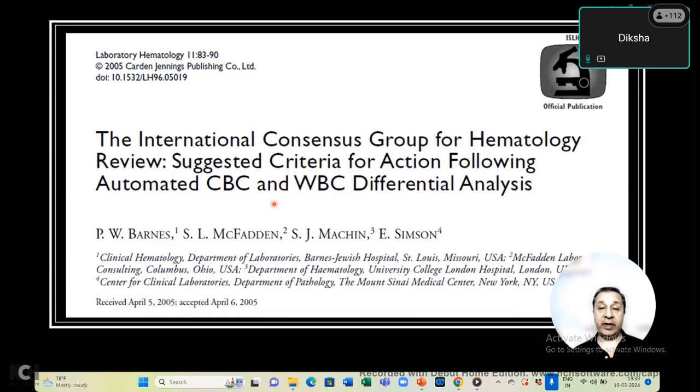And finally, this publication came about, which is the International Consensus Group for Hematology Review, which gave us the suggested criteria for automated CBC and WBC differentials. And interestingly, in this, finally, the number of rules was only 41.